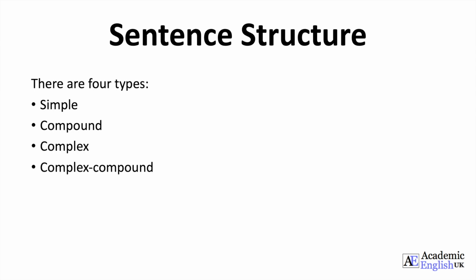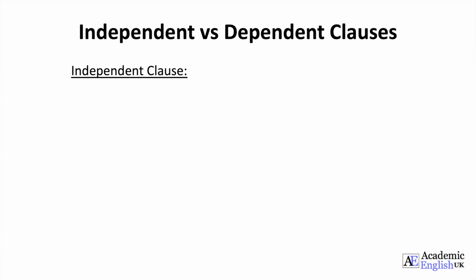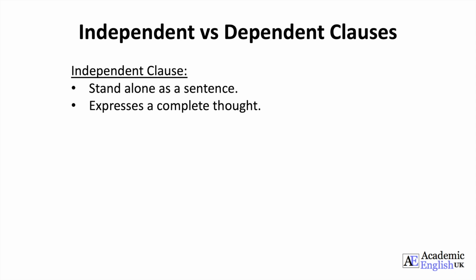But before we start looking at each one, we should just take a moment to understand the difference between independent and dependent clauses, because these terms will come up a lot over the next few minutes. An independent clause stands alone in a sentence and expresses a complete thought. Have a look at the example. Planets revolve around the sun. You can see the subject of the sentence in red and the verb is in blue, and this is a complete sentence.